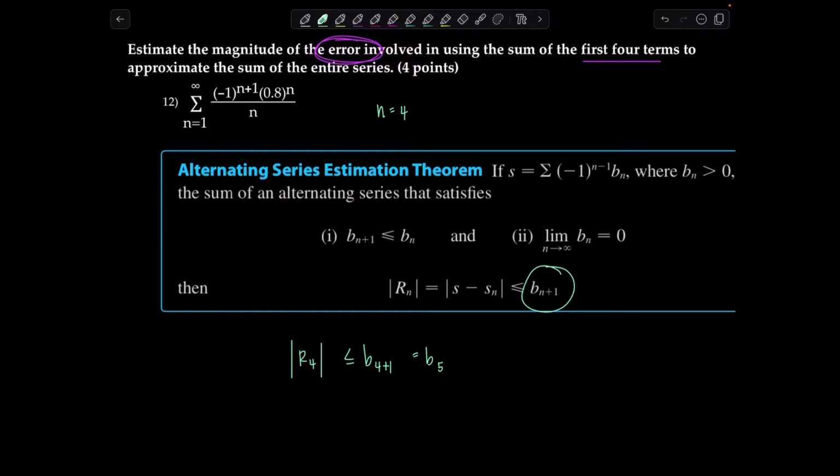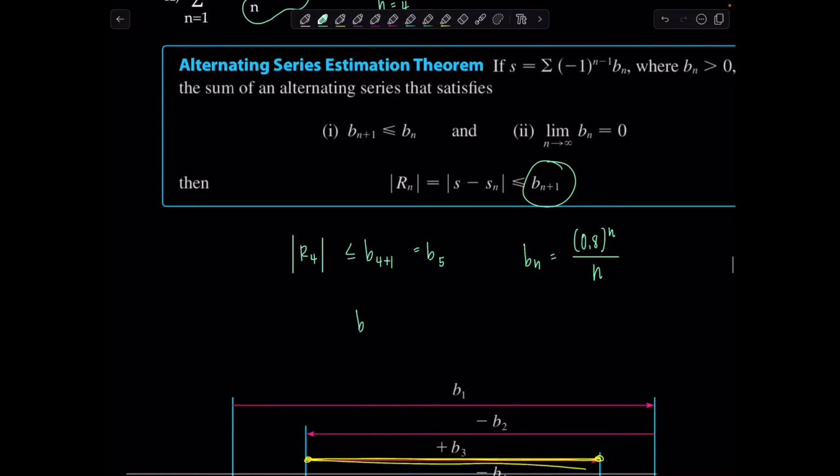Okay, can you identify b sub n from the series? It's the portion without the negative 1 to the n plus 1 part. So b sub n is 0.8 to the n over n. And all I need to do is figure out what's b sub 5, and that's my answer. So 0.8 to the 5th divided by 5, and it comes out to about 0.065536. So depending on what your instructions are for rounding, you can leave it like that, or do 6.55 times 10 to the negative second.